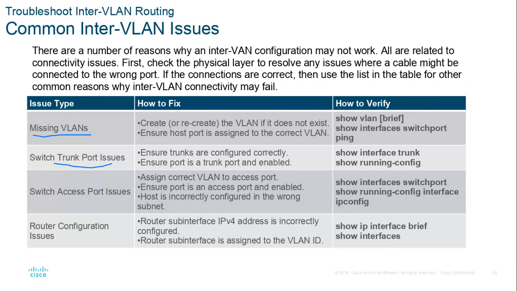Okay, switch access port issues. Make sure that PCA has been assigned to VLAN 10, for example, and PCB is assigned to VLAN 20. Make sure it's an access port and it's been enabled. Make sure the host machine is configured to be on the right subnet to match its default gateway.